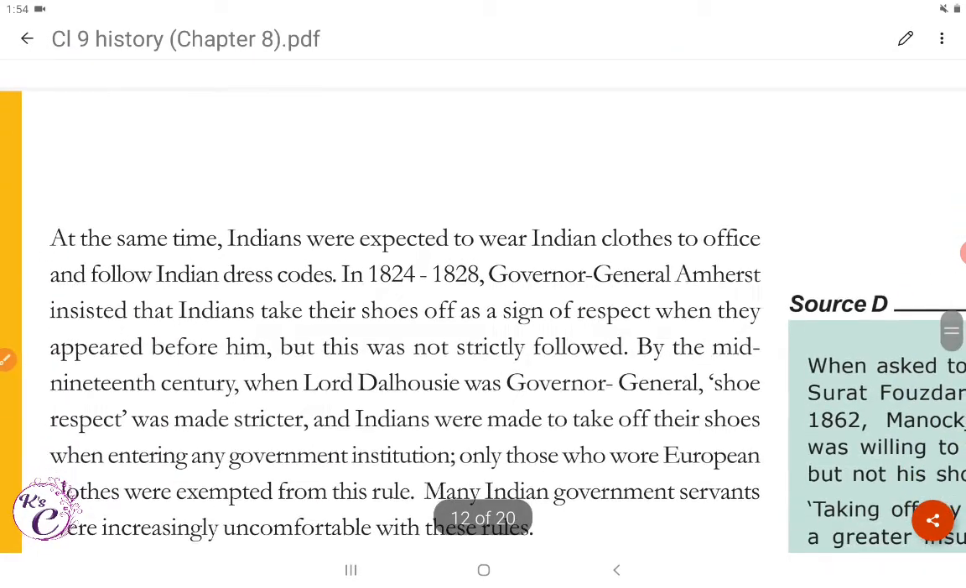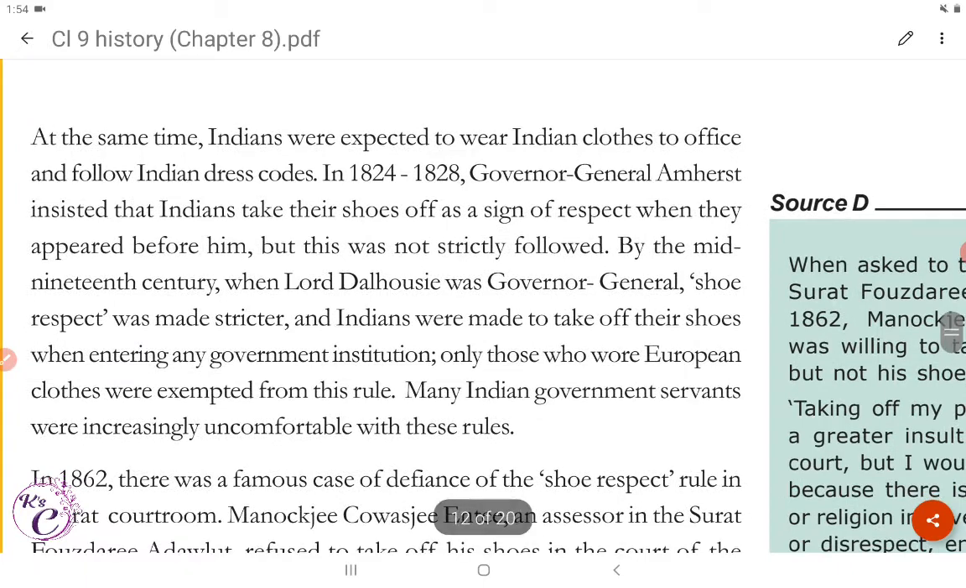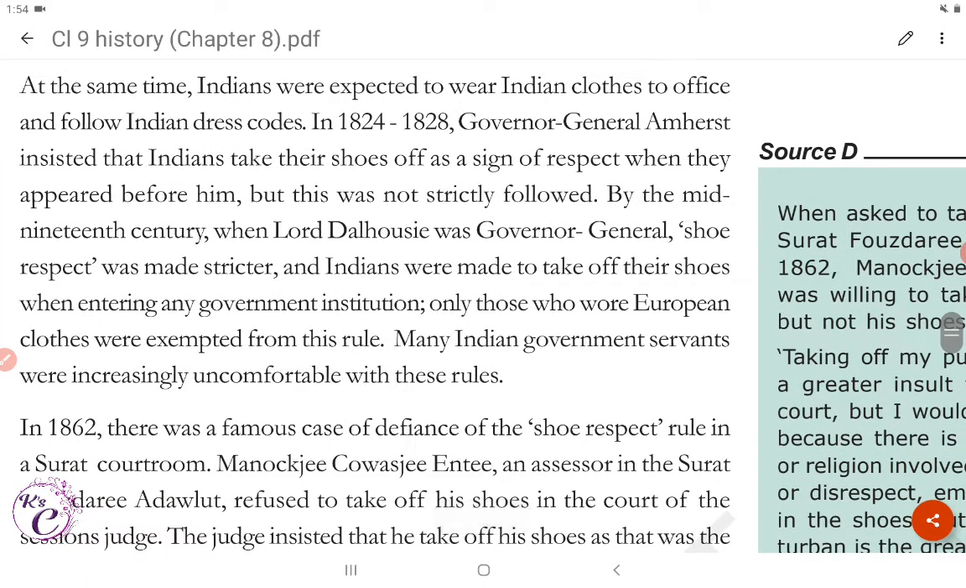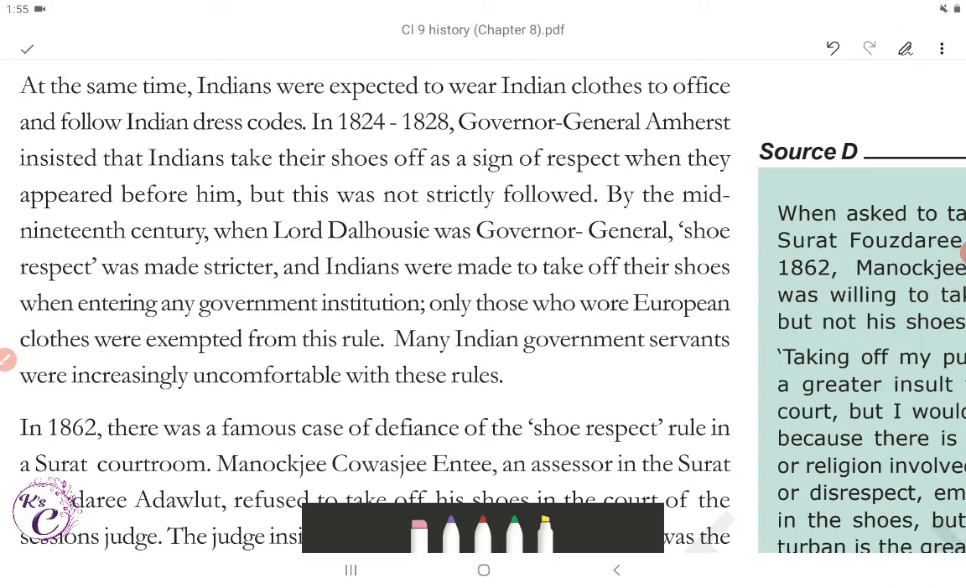At the same time, Indians were expected to wear Indian clothes to office and follow Indian dress codes. In 1824 to 1828, Governor General Amherst insisted that Indians take their shoes off as a sign of respect when they appeared before him. So he wanted the Indians to take off their shoes as a sign of respect before him, but this was not strictly followed.